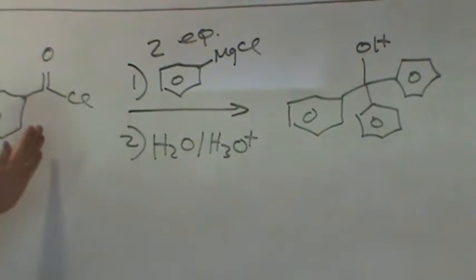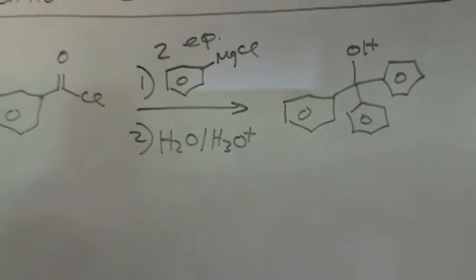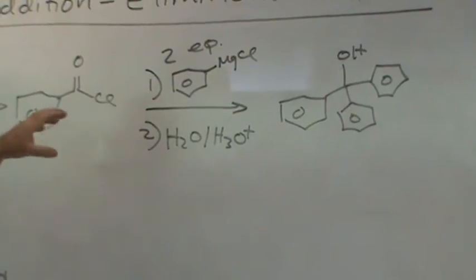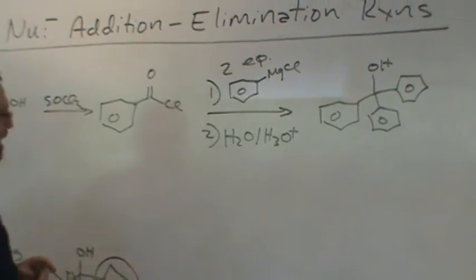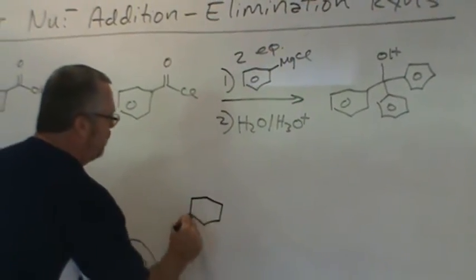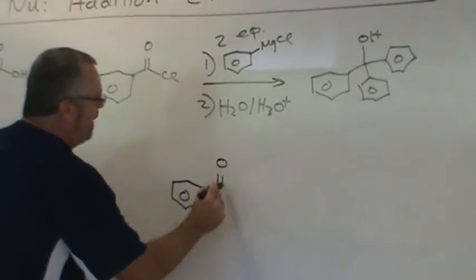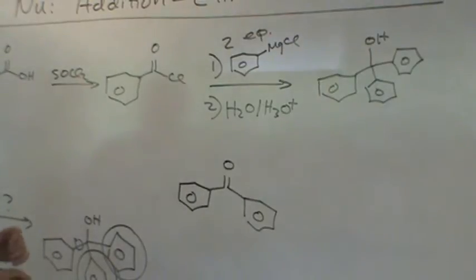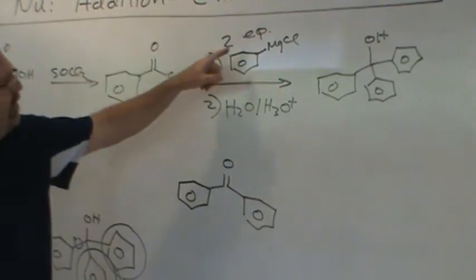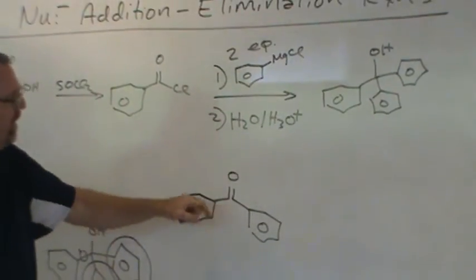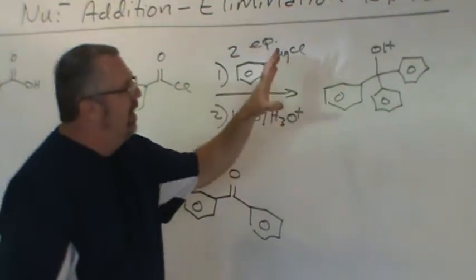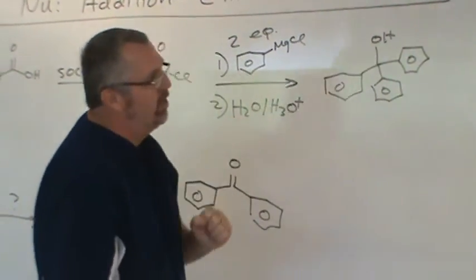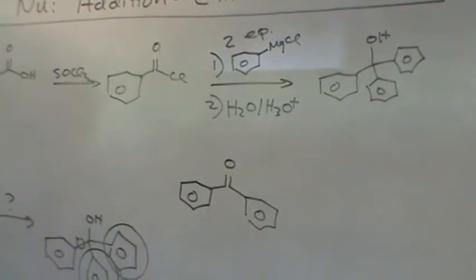Remember, the first equivalent will form a tetrahedral intermediate, which will lose chloride anion to give you a ketone. The intermediate ketone you should have in your mechanism, if you're drawing it out, would be this diphenyl ketone right here. So that would be an intermediate ketone. Then the second equivalent of the phenyl magnesium chloride will come in to give the alkoxide. After protonation, you get that alcohol right there. So there you have it.